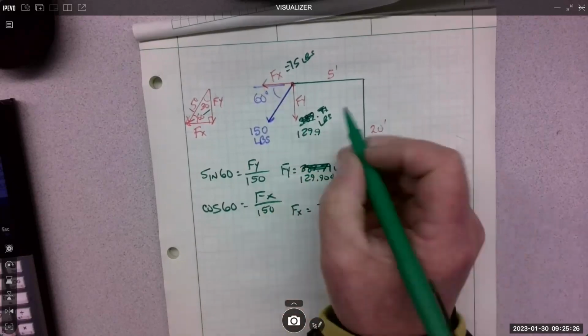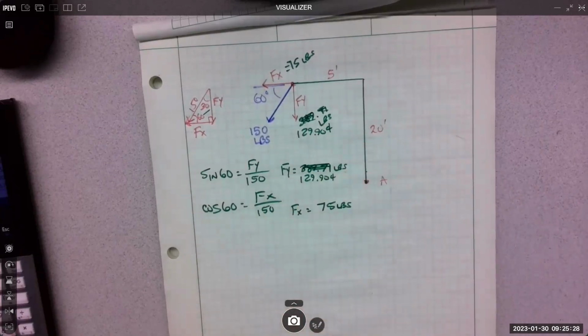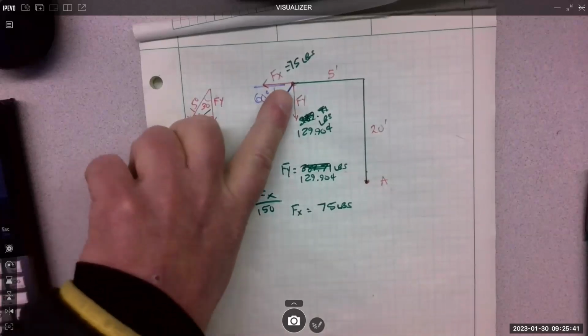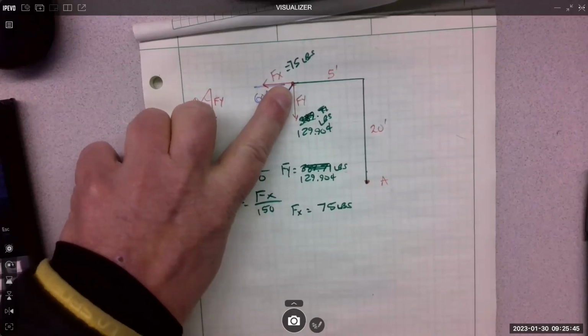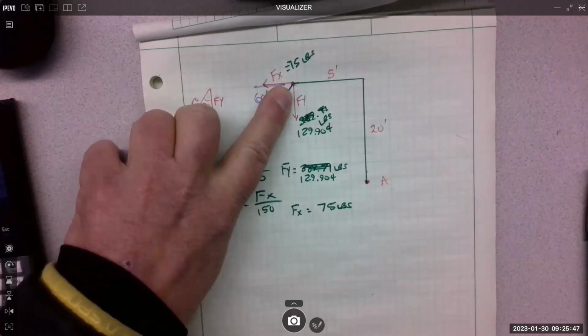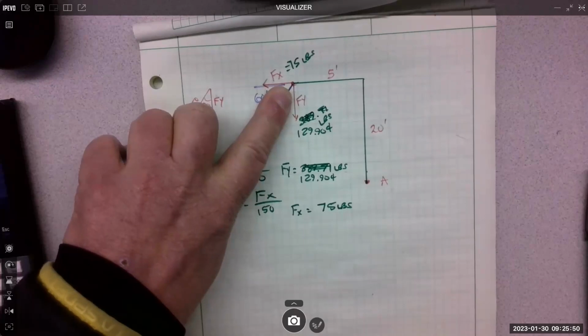$129.9. That's why we don't work in pen. You can't erase it. All right, we found the components. So whenever you find components, that means that this 150 can go away. It's no longer there. My finger's hiding it. Right? It's gone. The components are in. The 150 is gone. That's important because it simplifies the problem.